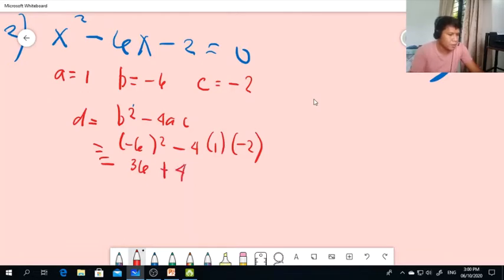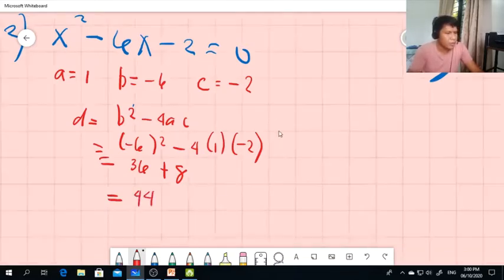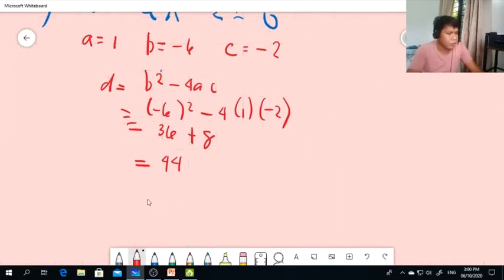And that's positive 8. Sorry. Okay, it's positive 8. Okay, and 36 plus 8 is actually 44. Okay, and if you notice, you cannot extract the square root of 44.